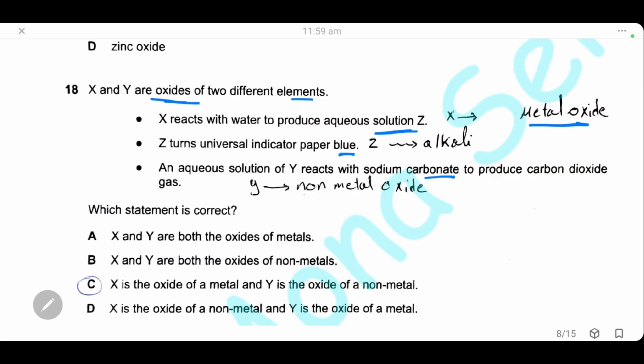So which statement is correct? X is an oxide of a metal and Y is an oxide of a nonmetal. This is the correct statement. The answer is C.